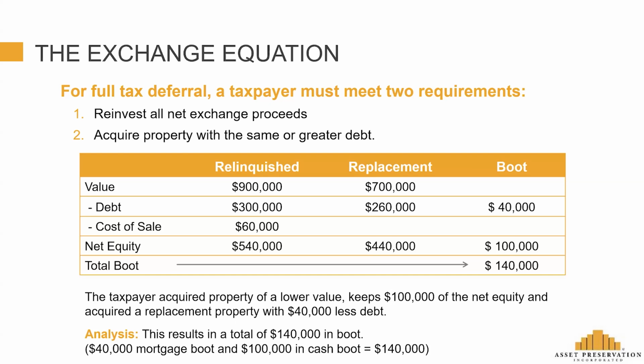So here's the same sale, but now I'm going down in value. So my debt goes from 300,000 to 260. There's $40,000 of mortgage boot. I take 100,000, I put it in my pocket. So I go from 540 to 440. I'm going to add the mortgage boot plus the cash boot. There's $140,000 of what we call boot.